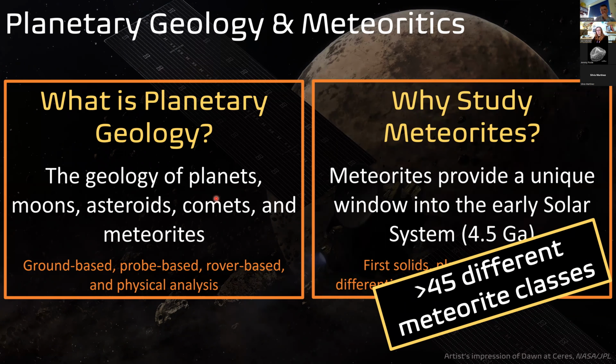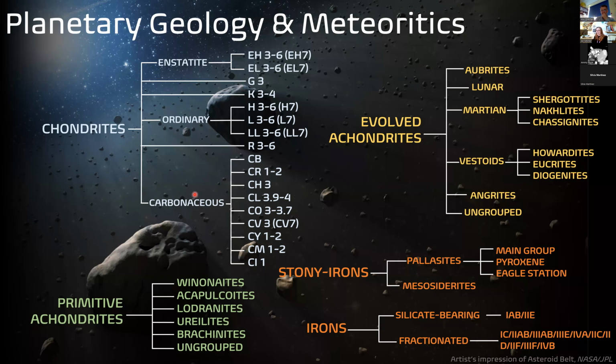There's over 45 different meteorite classes. And it's a whole range of textural and compositional differences. And they're broken down into this, where we have our chondrites, our primitive achondrites, evolved achondrites, stony irons, and irons. So there's a lot happening. Each of these individual little classes all has its own set of even further small classes. So it's not surprising that people tend to pick one group of meteorites and focus on that.